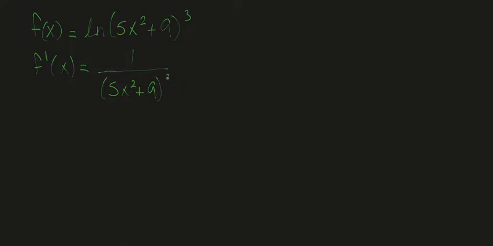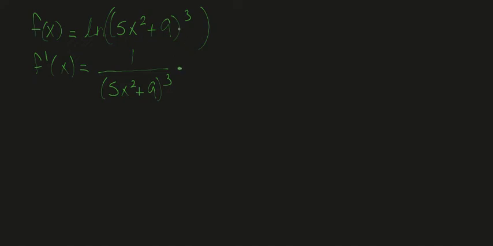The last question that we're going to do for today is going to be f of x equals ln of (5x squared plus 9) cubed. When we take the derivative of an ln, we're going to get 1 over whatever comes after the ln. In this case, it's going to be (5x squared plus 9) cubed. Here, we need to use the chain rule. Whenever we have ln, we're also using the chain rule. So it's also going to be times the derivative of the inside of this parentheses.